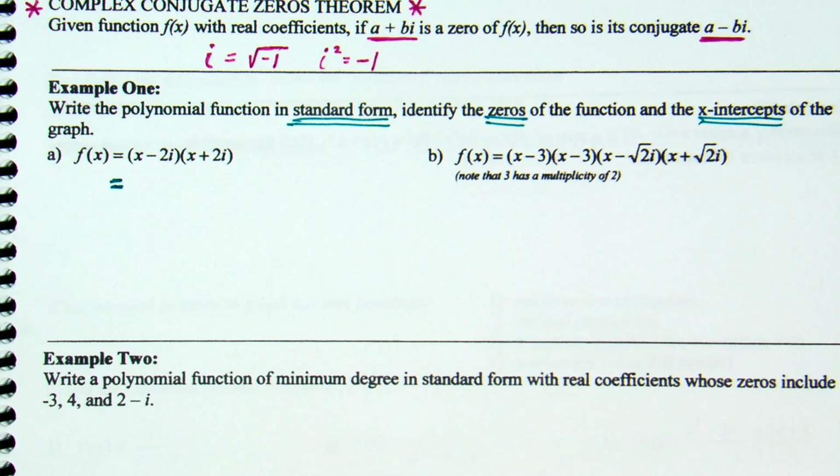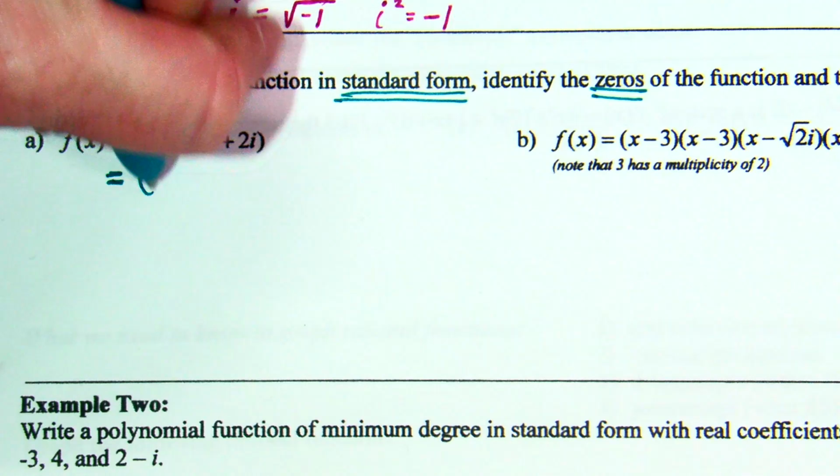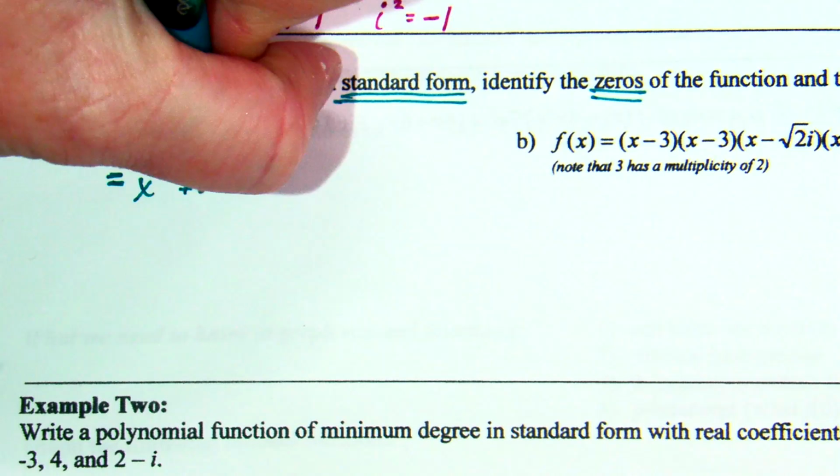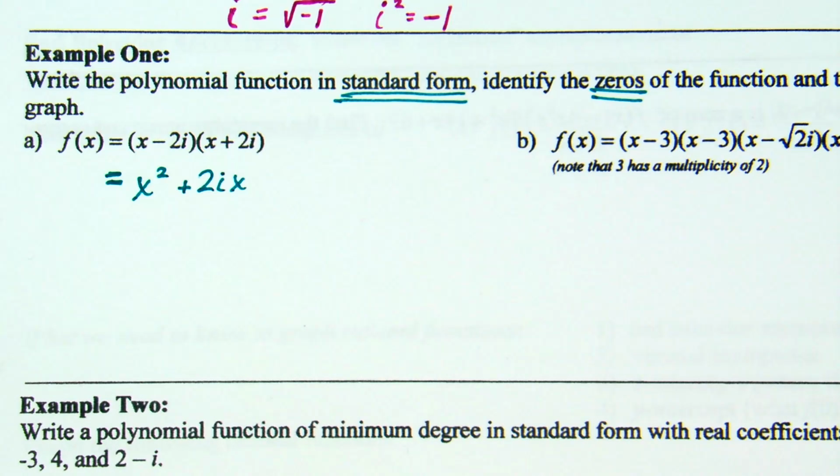X times x, x squared. And then I like to do outsides. X times 2i, 2xi. He says 2xi. I'm going to say 2ix. It's the same thing. Okay, it's just which one do you more normally see? And the more normal one is 2ix. Does that make sense? Well, which one's going to be more important, the x or the i?